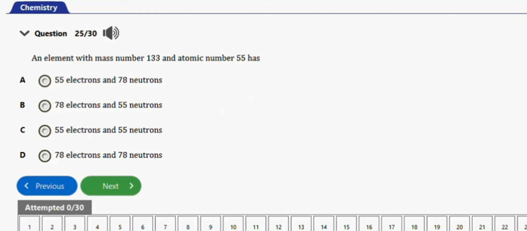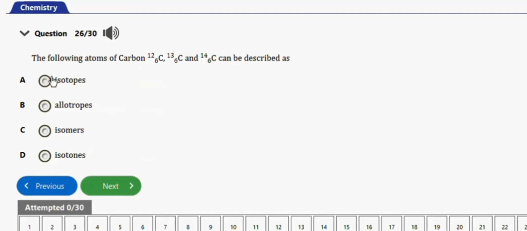The next question will be this one. It says the following atoms of carbon can be described as, so this is isotopes. Isotopes are atoms that have the same atomic number or proton number but different mass numbers. So next question will be this one.